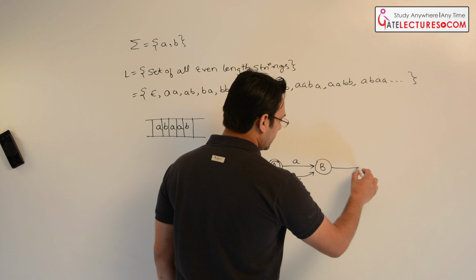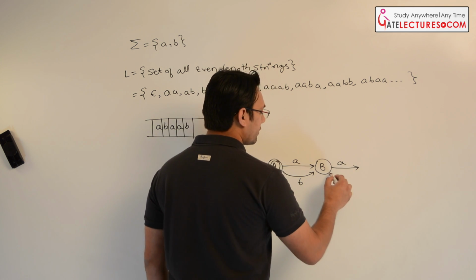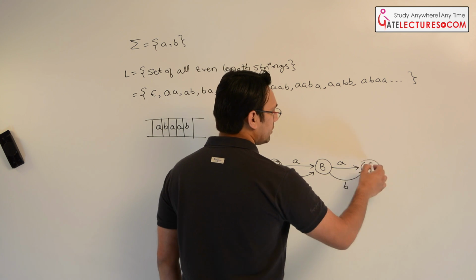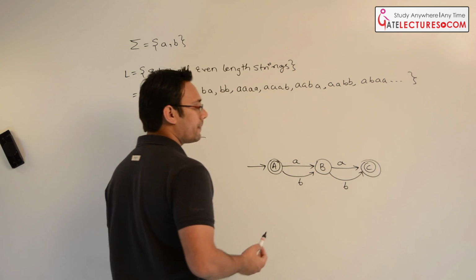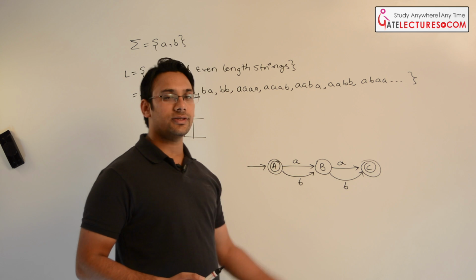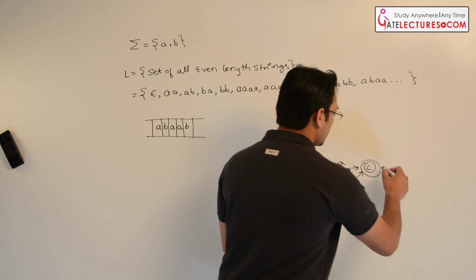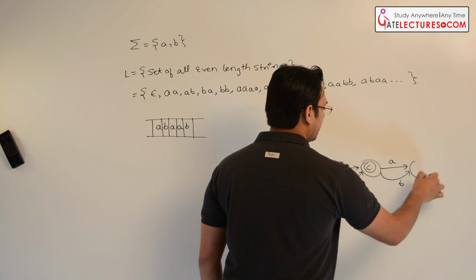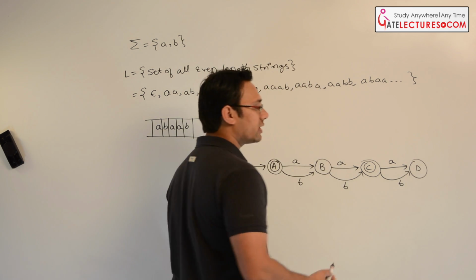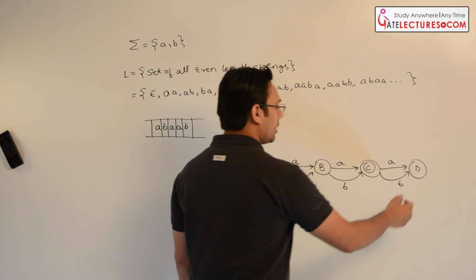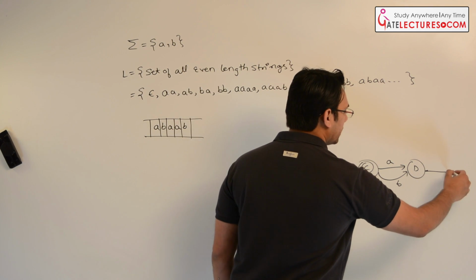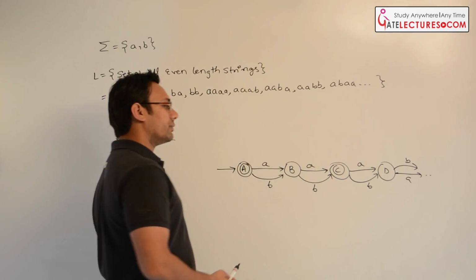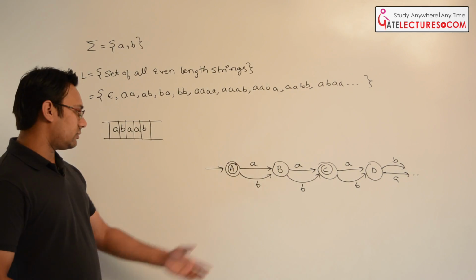Now after reading the symbol A from B or reading the symbol B from B, we are at state C, which is also a final state because here the length of the string is 2. Now after reading the symbol A or the symbol B, we are at state D. Here the length of the string is 1. Now after reading the symbol A or B, we can go to some state and so on. So this diagram can continue.